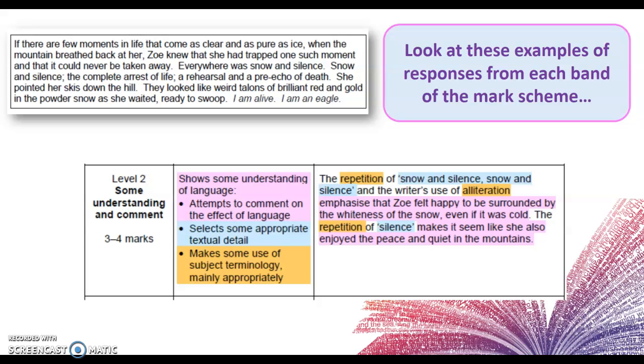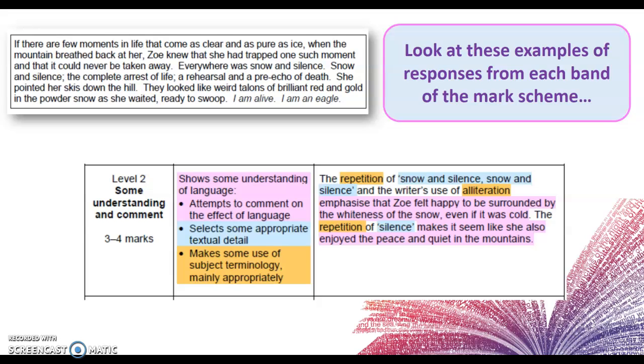So in this answer, the repetition of snow and silence, and the writer's use of alliteration emphasise that Zoe felt happy. So there we've got the emotion of the protagonist, Zoe. So she felt happy to be surrounded by the whiteness of the snow, even if it was cold. The repetition, so that terminology being used accurately there, of silence, makes it seem like she also enjoyed the peace and quiet in the mountains. So there is some understanding there at a straightforward level. The terminology has been used accurately, the quotation is relevant, and there's an explanation that shows that Zoe's feeling happy and that she was enjoying her environment.